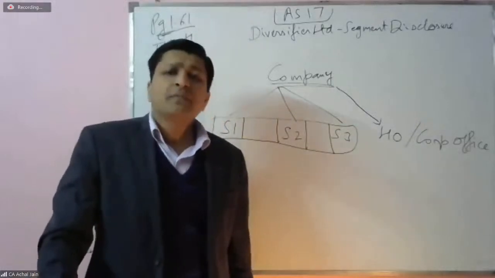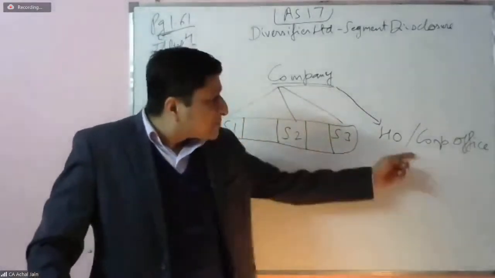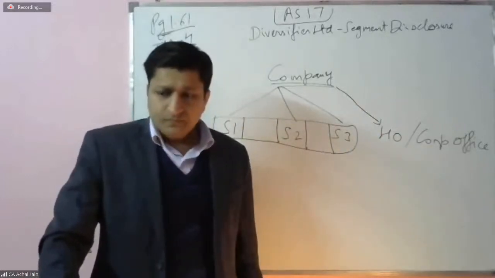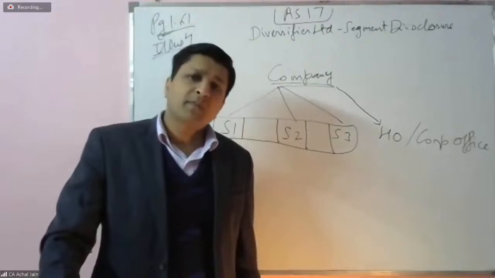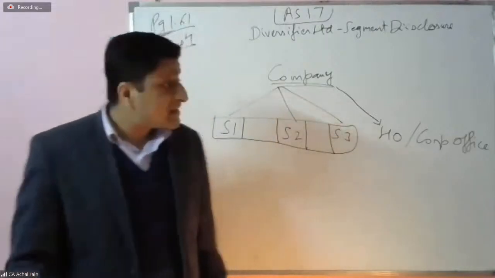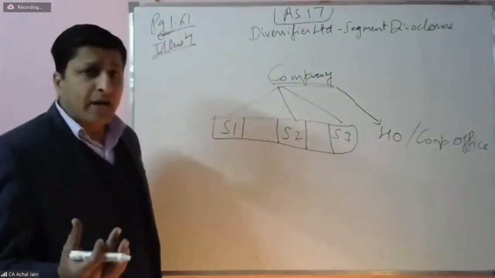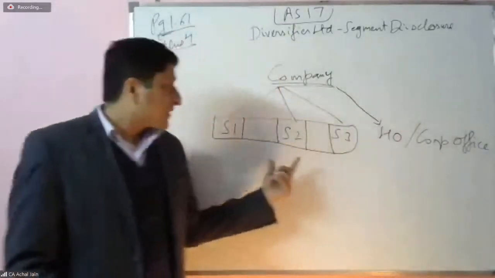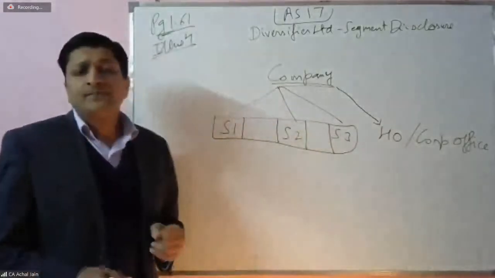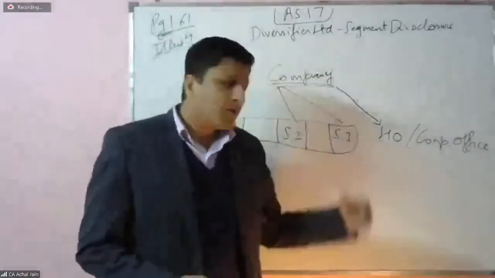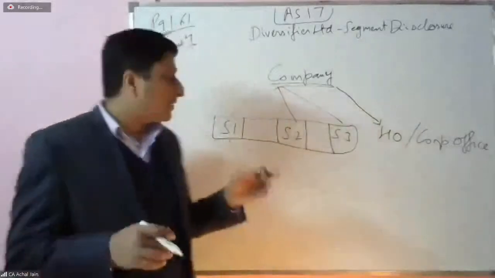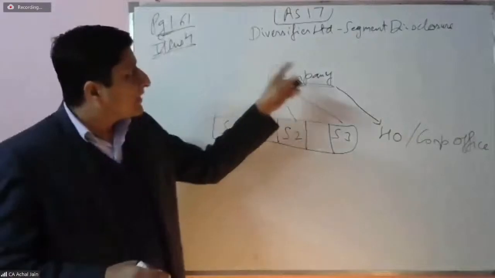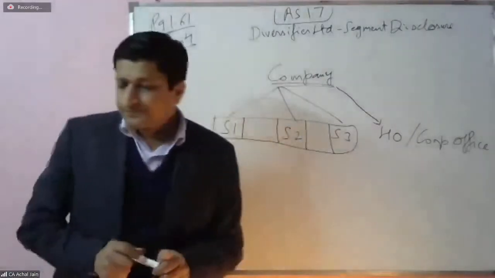But when it comes to segment disclosures, will this become a separate segment for an entity? The answer is no. It doesn't become a separate segment for the entity. But yes, there are some parts of this office which can be allocated to all of these segments, and there are some parts of this office which cannot be allocated to all of these segments. So this is something which we'll understand while giving this disclosure now.